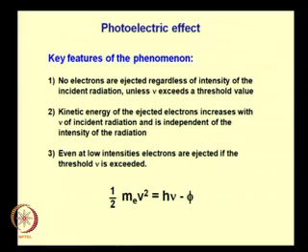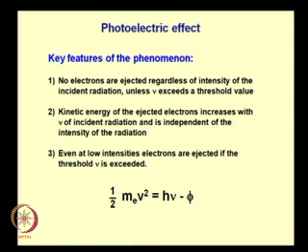First was that no electrons were ejected regardless of the intensity of the incident radiation unless the frequency exceeded a certain threshold value. So frequency was a very important parameter here, it was not just the intensity, the frequency was much more important than intensity in initiating the process. It did not matter how much intensity you had, if you did not have a certain minimum frequency, no electrons were coming out of that system.